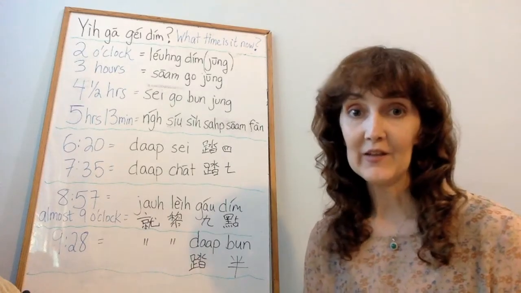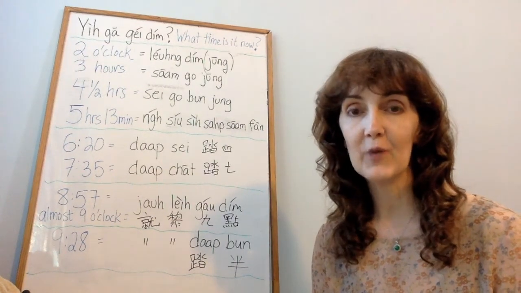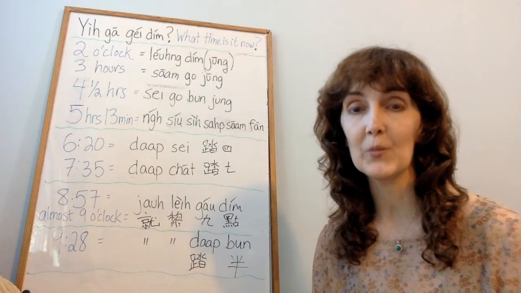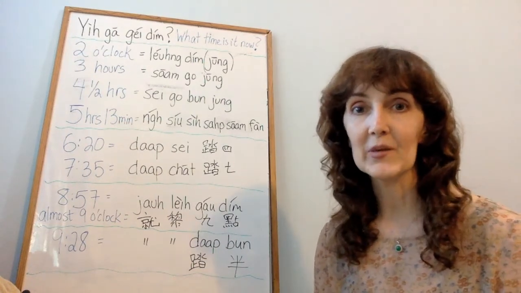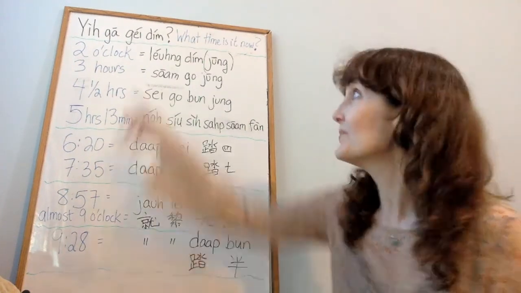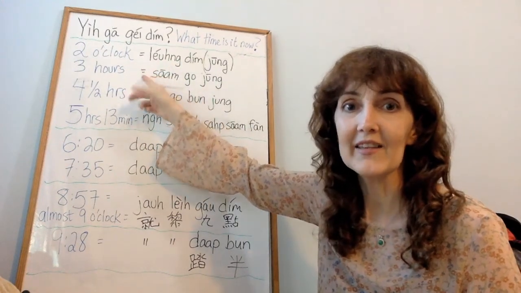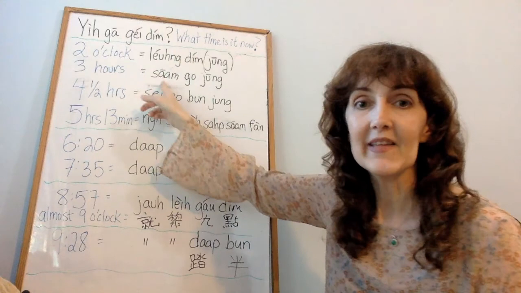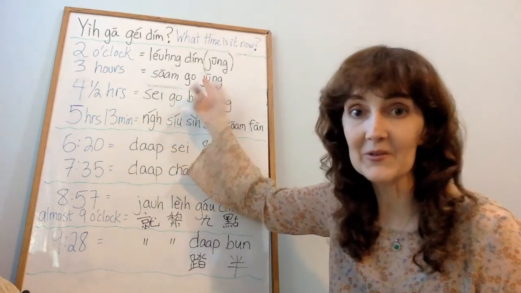So now I've erased the board and put up a little bit more in-depth, different situations in which to use time. I've kept up the 而家幾點, which is what time is it now, and I kept the 兩點鐘, the 2 o'clock, and then I went on with 3 hours, which would be 三個鐘. Before on the board we had 兩個鐘, now I just put 三個鐘.